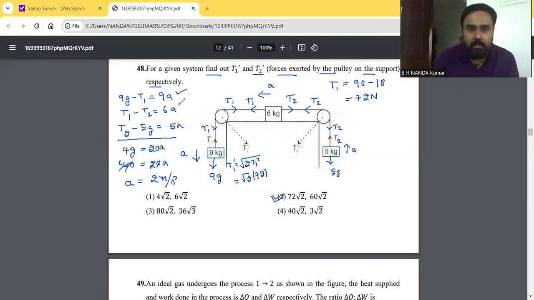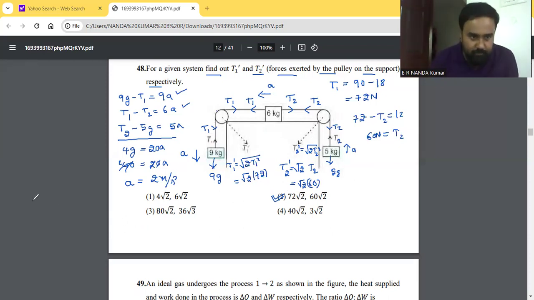This is also the same, by using this equation. Look, T1 means 72 minus T2 is equal to 6 into 2, 12. So T2 is equal to 72 minus 12, that is 60 Newton. So again here T2 is acting at the same point, at right angles to each other. So the resultant is T2 dash. T2 dash is root 2 times T2 square, that means root 2 into T2. So T2 is 60, so 60 root 2. So the right answer is option 2.